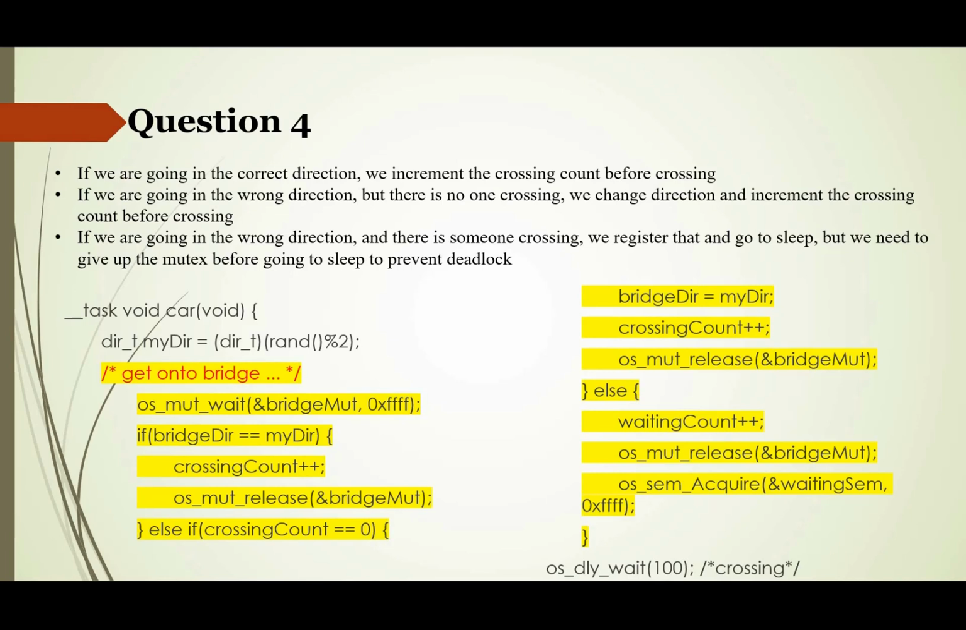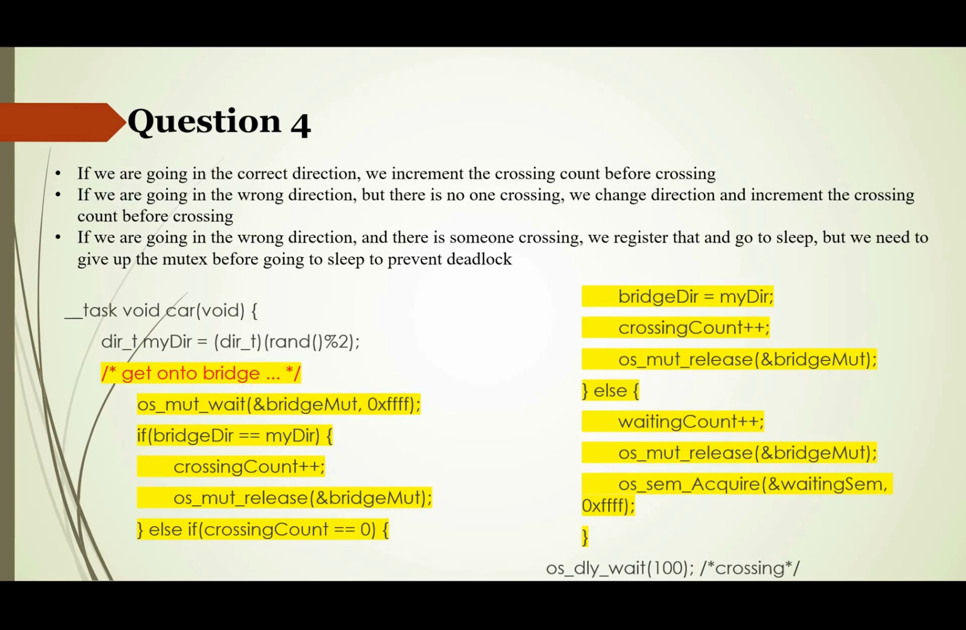So basically what I do is that I will increment the crossing count and then I release the mutex. Else if the crossing count is 0, it means that the direction is not equal to my direction and the crossing count is 0. Again, now I can take the mutex, as I did before, and then change the direction. So my direction will be assigned to bridge direction. I will increment the crossing count and then release.